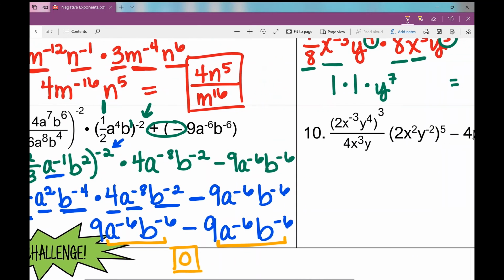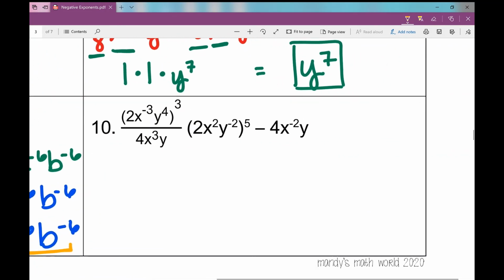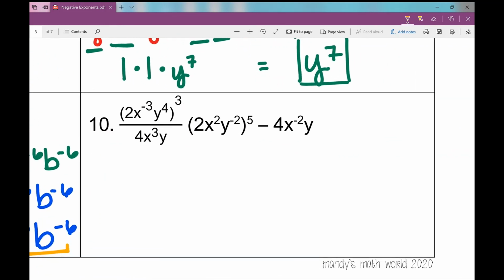Okay, let's move on to this next one, number 10. Oh gosh, we've got a lot of stuff going on here. I've got an exponent up here outside of my parentheses. I obviously need to apply that first. Then I've got some division going on here. I'm multiplying by this, but I've got an exponent outside of here.